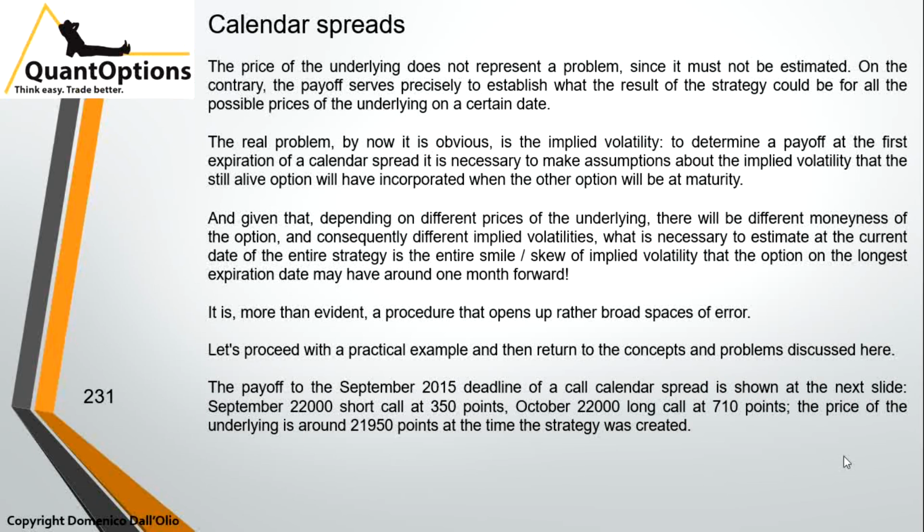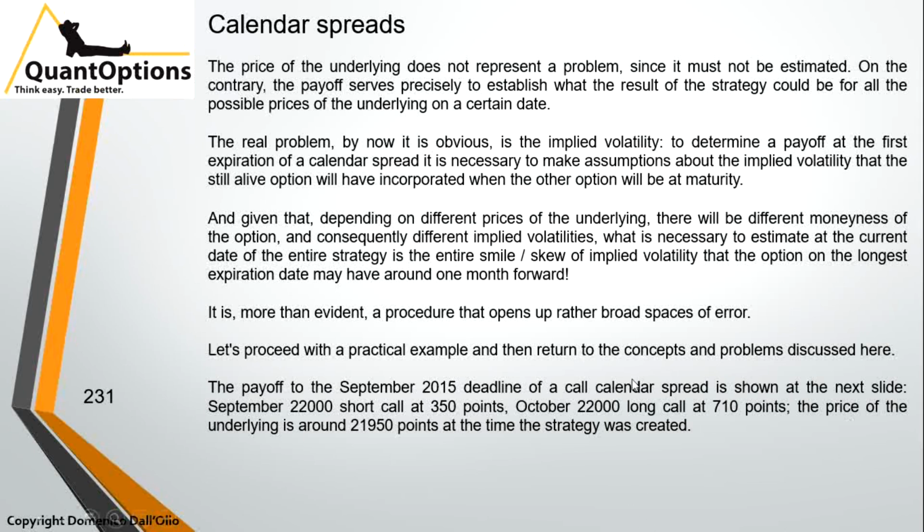The payoff to the September 2015 expiry of a call calendar spread is shown in the next slide. It's made of a September 22,000 short call, 3,050 points the premium collected, and an October 22,000 long call purchased for 710. The price of the underlying is around 21,950 at the time the strategy was created, so it's a calendar spread at the money. Short on the shorter maturity, long on the longer maturity.